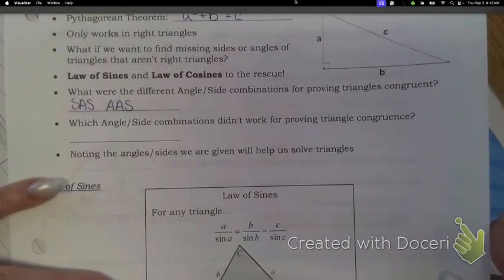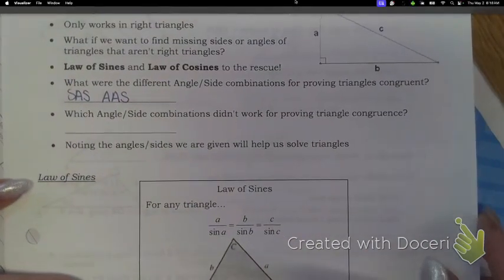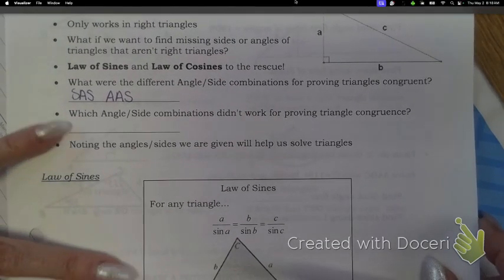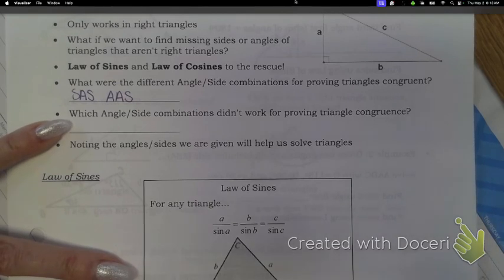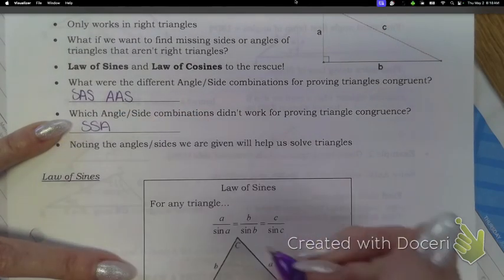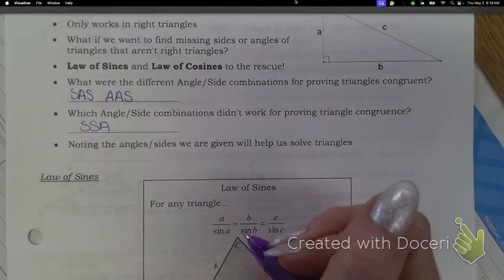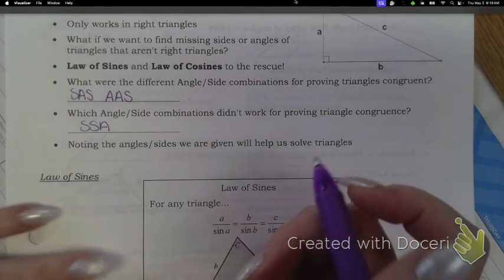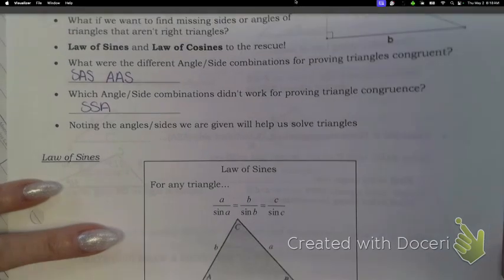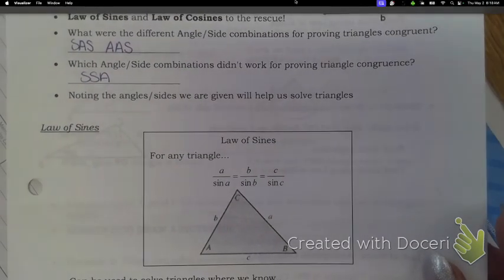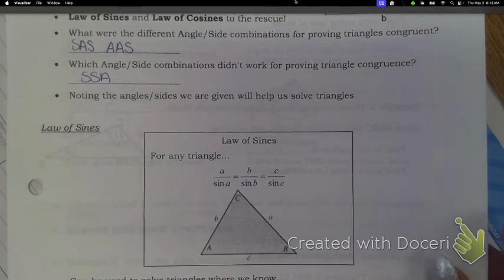Which side angle combination didn't work for proving triangle congruency? Which one didn't work? The side, side, angle. Remember that? It's been a long time since geometry, hasn't it? Okay. Noting which angles and sides are given will help you solve this triangle.